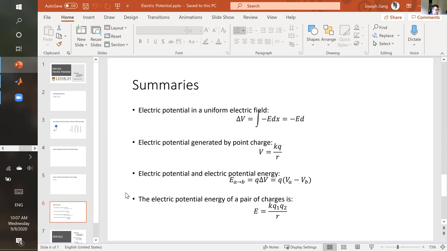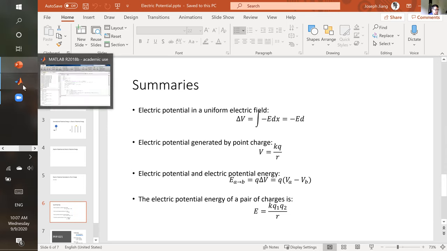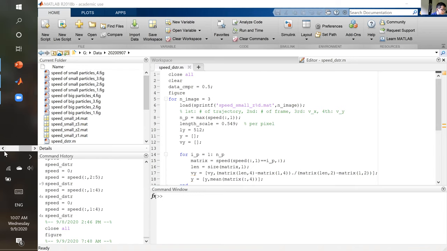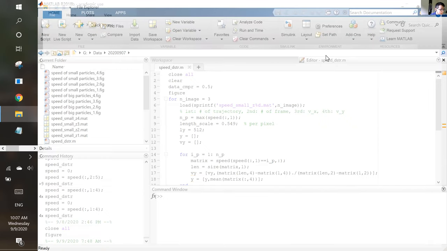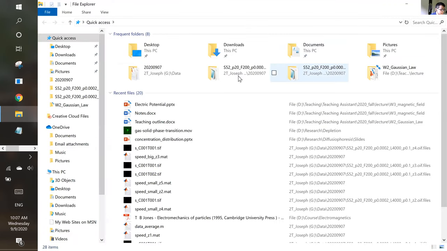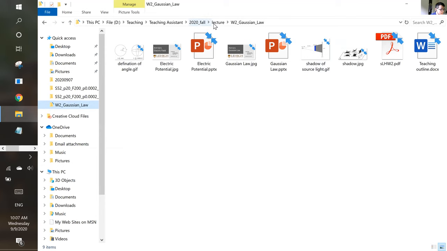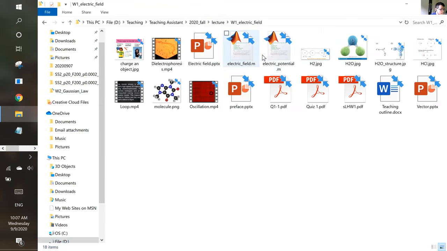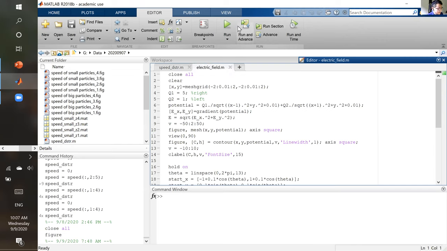And we have a couple of minutes. I want to show you some simulation. When we have two charges, how does the electric potential look like? Okay.